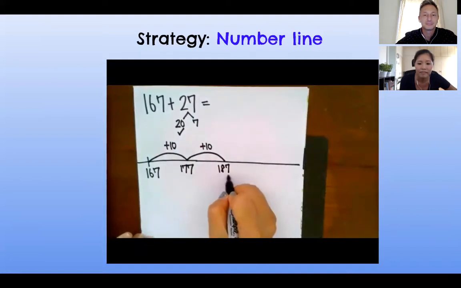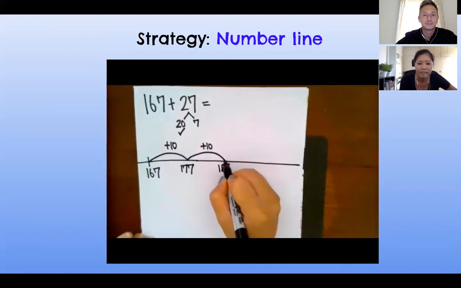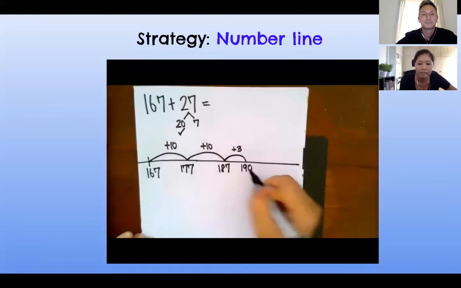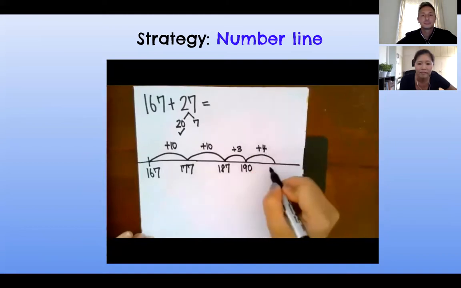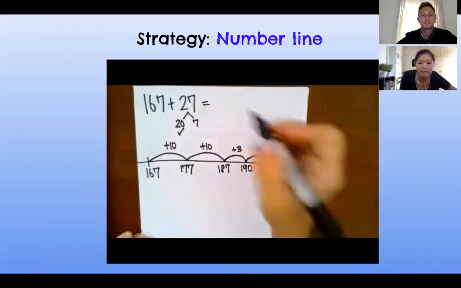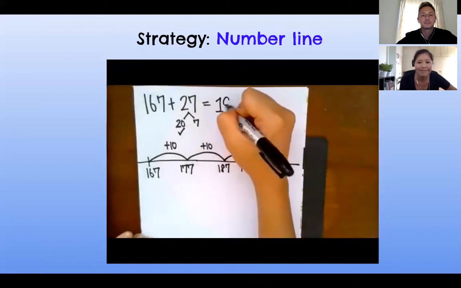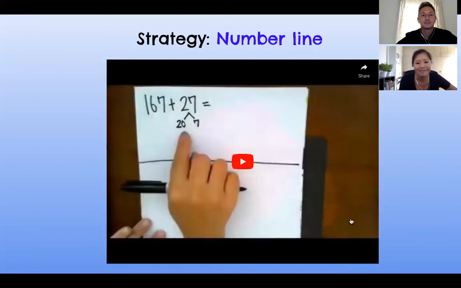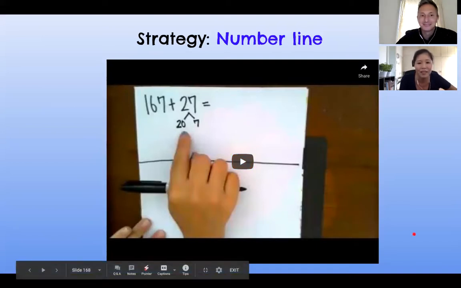I am at 187, and I know my combination of 10. So if I do plus 3 first, I know I will get to the closest 10, which is 190. Then I have to do 4 more hops. I will land at 194. The total, the sum is 194. All right, that's Mr. Regan's favorite strategy. Mr. Regan likes number line a lot.